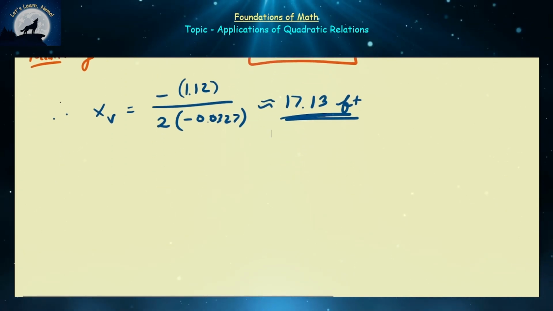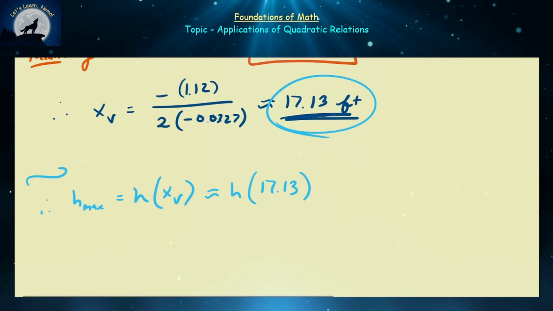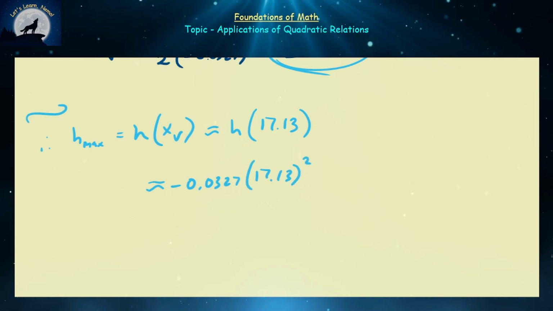Now that we know the position, we can use that quadratic relation to figure out what that maximum height actually is. Therefore, h max is going to be equal to the height evaluated at the x-coordinate of our vertex, which is going to be approximately equal to h evaluated at 17.13. So once we plug this 17.13 into our quadratic relation, what is that going to give us? Let's just write this out. That's going to be negative 0.0327 times 17.13, the quantity squared, and then plus 1.12 times 17.13, and then plus our initial height of 7.32.